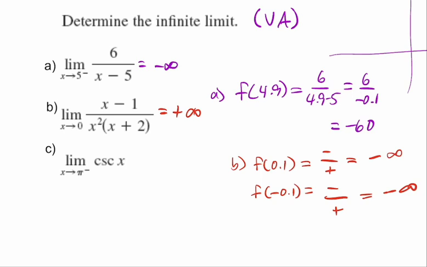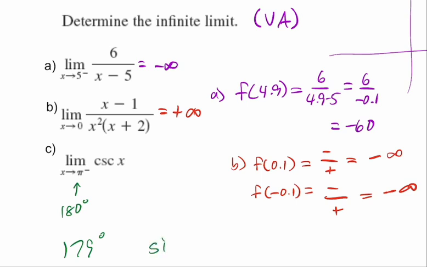Okay. Now, this next one, we're going to use a calculator. Now, remember, cosecant is the flip of the sine. We're coming in from the left of pi, and normally I do not change radians to degrees, but I am going to think of 180 degrees. To the left of 180 degrees is 179 degrees. Okay, because I just need to know what the heck that is.